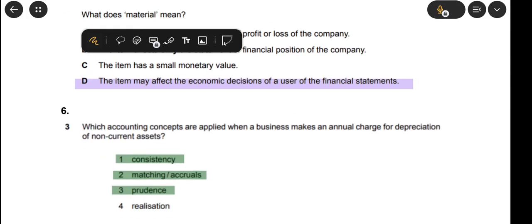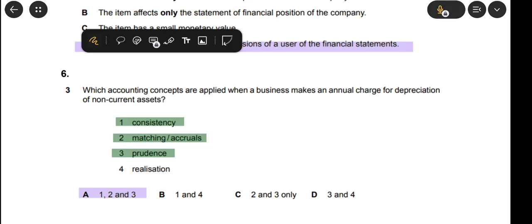Question 6. Which concepts apply when charging annual depreciation? Correct answer, A. 1, 2, and 3, consistency, matching, accruals, prudence. Explanation. Depreciation spreads an asset's cost over its useful life, matching. You must use the same method yearly, consistency. And writing down the asset avoids overstating its value, prudence. Realization, 4, doesn't apply here, it's about revenue, not expenses.